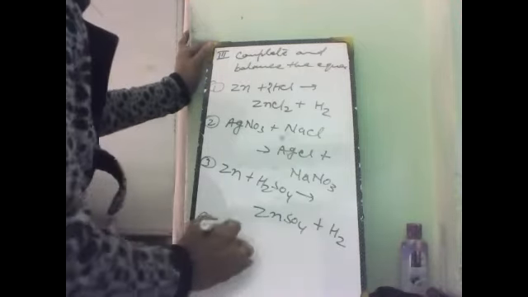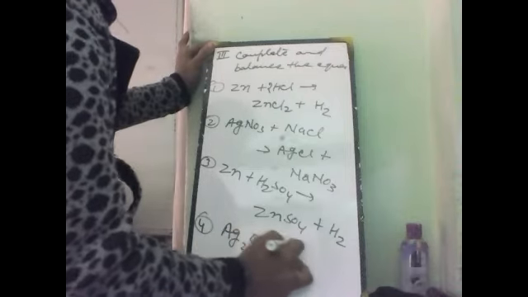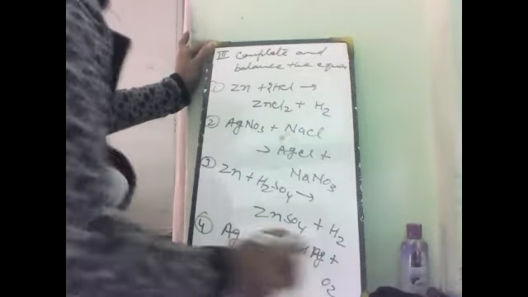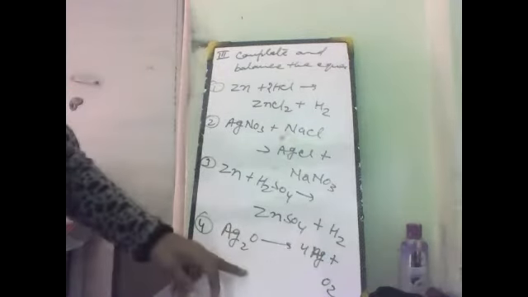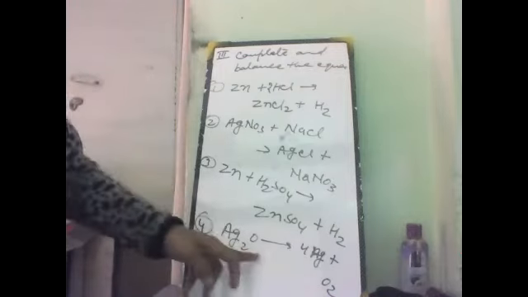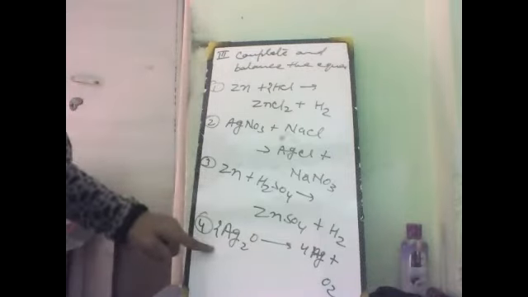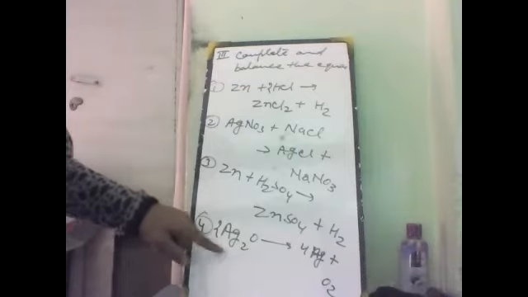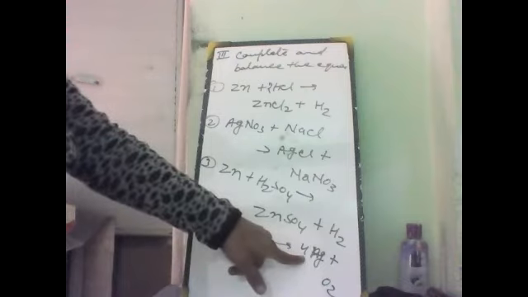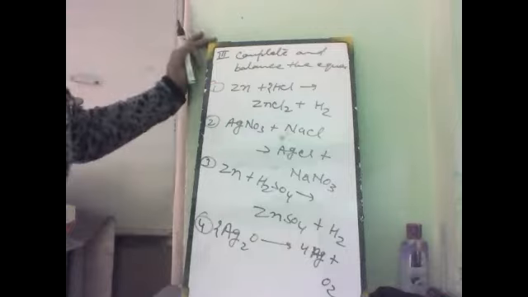Number 4 is Ag2O. On heating, it forms Ag plus O2. The number of oxygen is 2 on one side, so we have to put 2 before silver oxide. On putting 2 before silver oxide, it forms 4 Ag, and there are 2 atoms of oxygen, so it is O2.